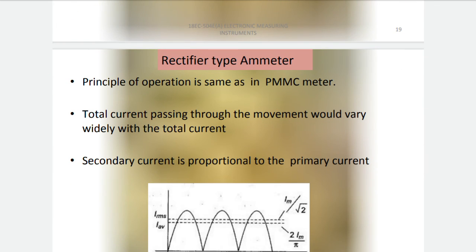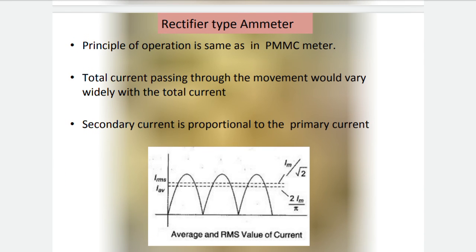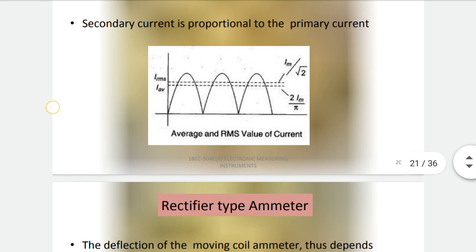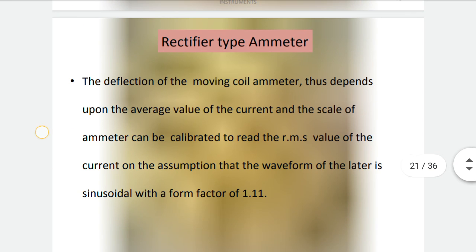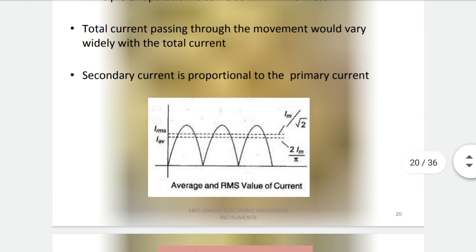The principle of operation of the rectifier type ammeter is the same as the PMMC meter. You can see the secondary current is proportional to the primary current. Here is the full wave rectifier; you can see the current is in one direction, and you can take the angle in one direction to find the average and RMS value of current.